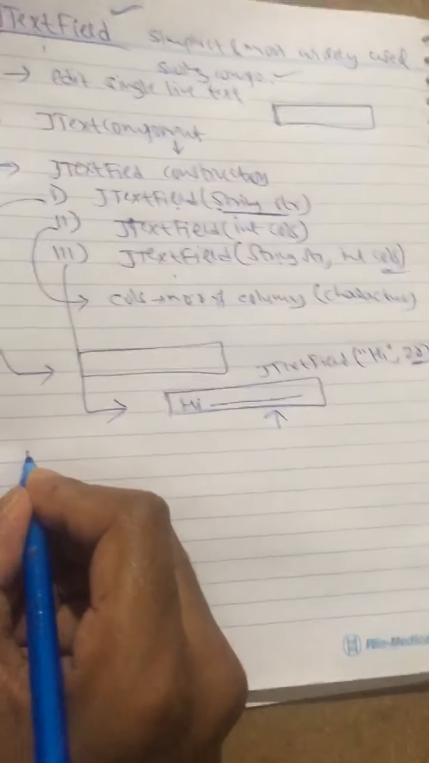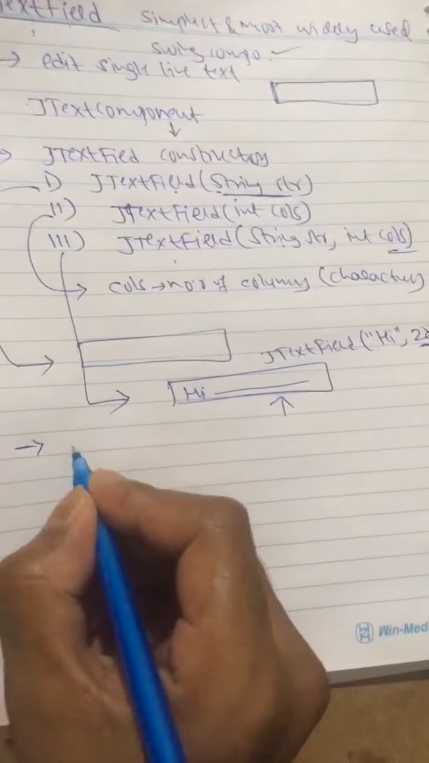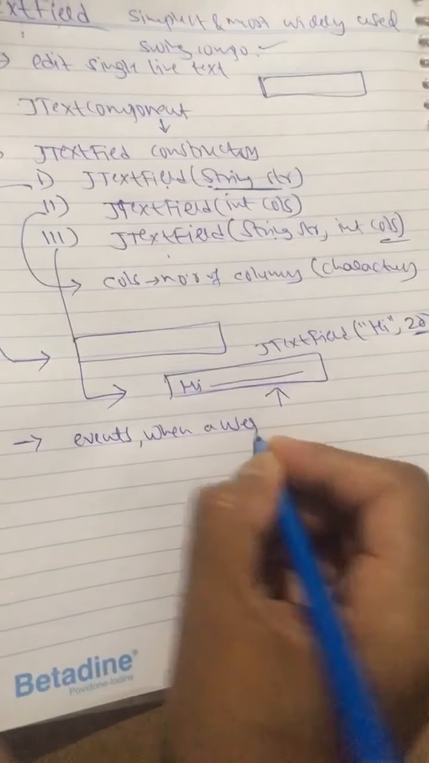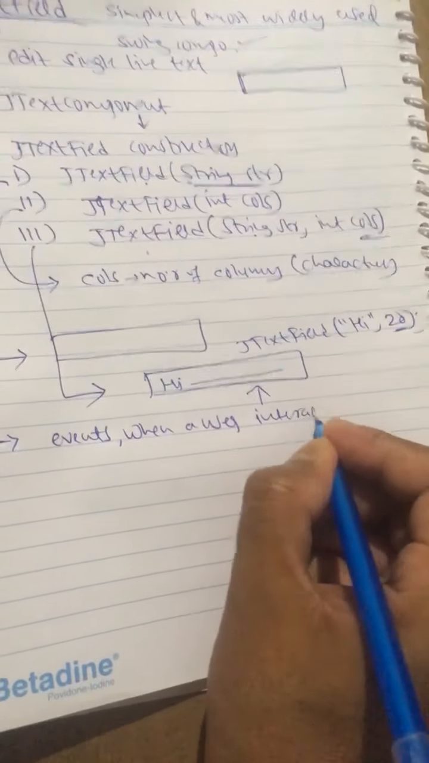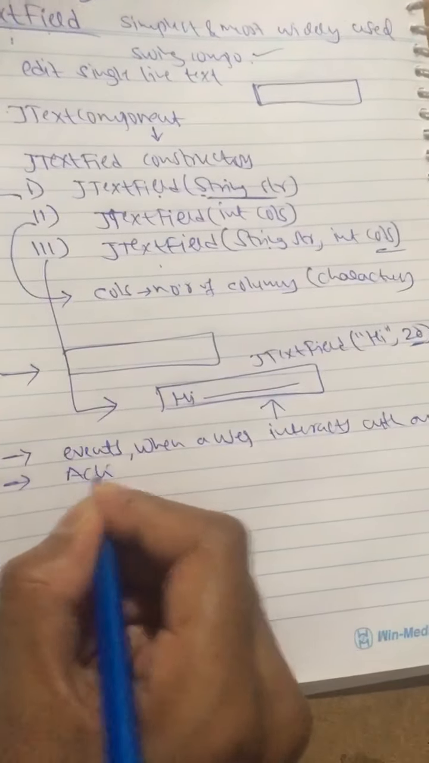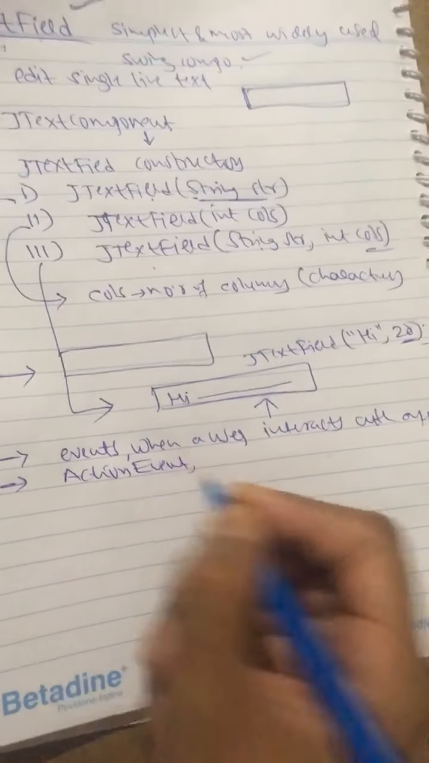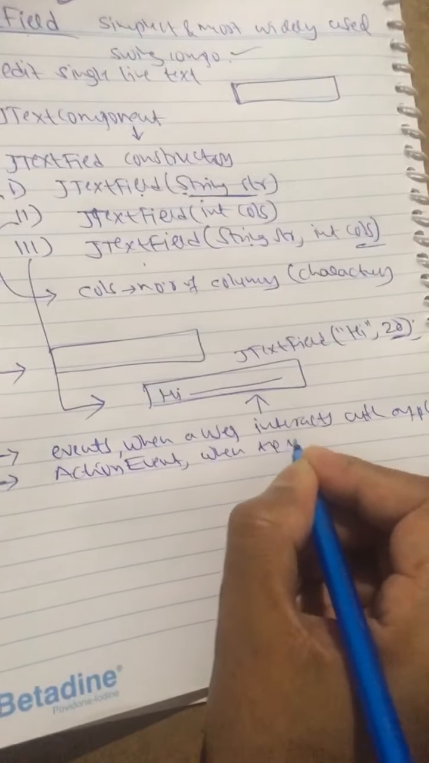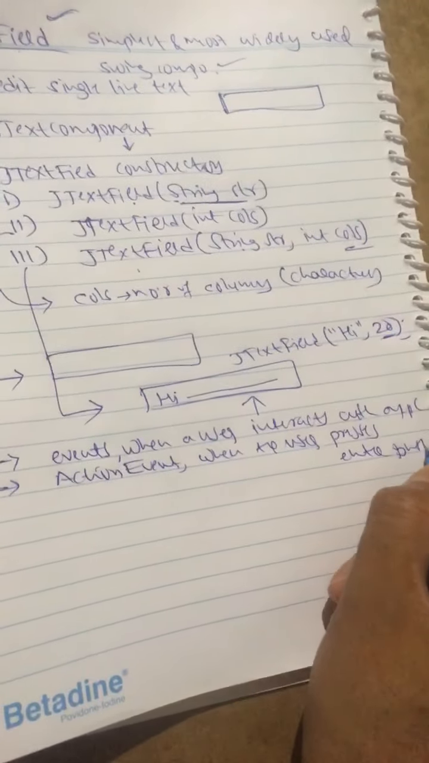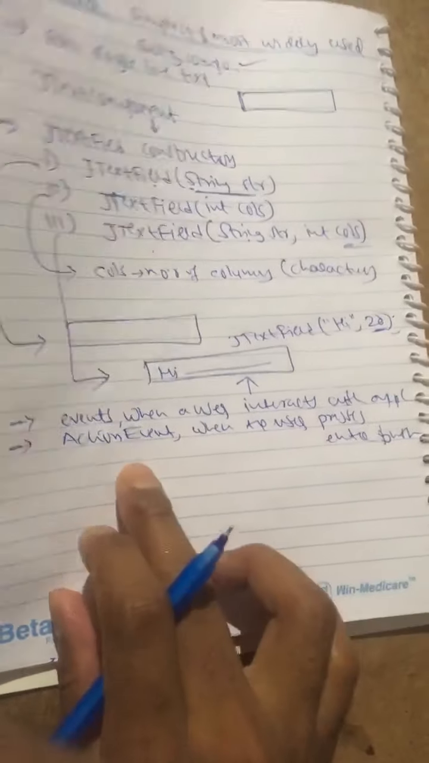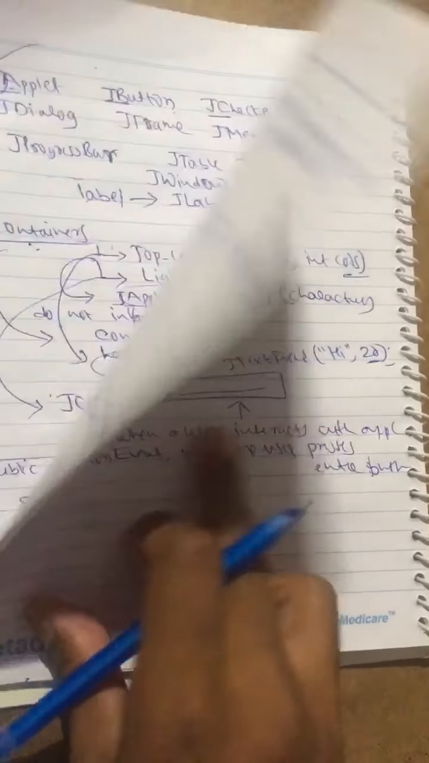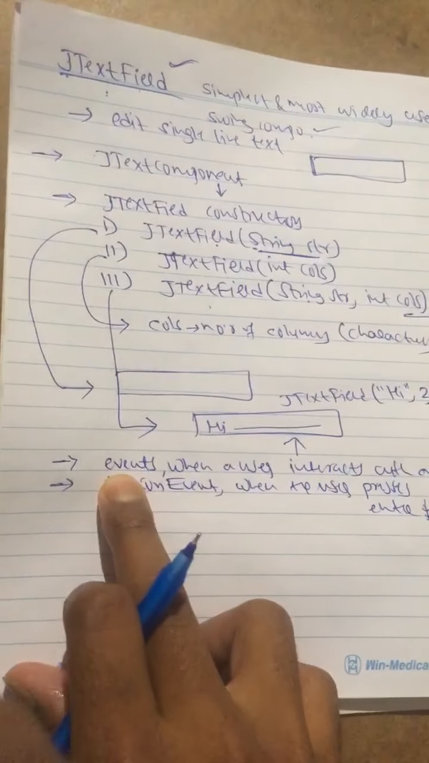Now JTextField also generates events when a user interacts with the application. It generates an action event when the user presses the enter button. So, as we said, it generates events when a user interacts with the application.